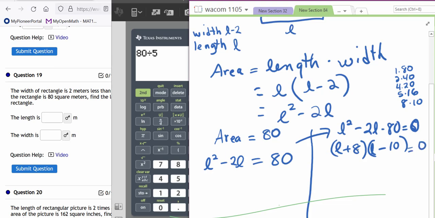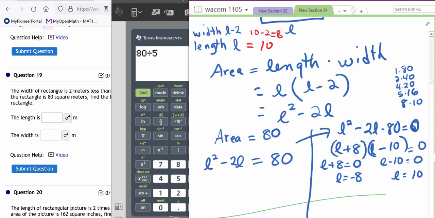Check. Minus 10 plus 8, that works. And so this gives us L plus 8 equals 0, so L equals negative 8. And this one gives us L minus 10 equals 0, so L equals 10. You don't want the negative value because you're doing a real world problem, so you're going to throw that one out. You're going to keep the 10. So your length is 10, and your width is going to be 10 minus 2 equals 8.